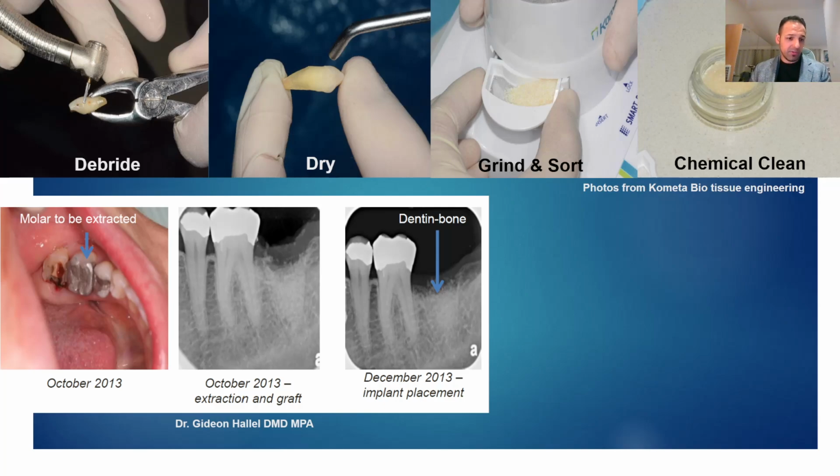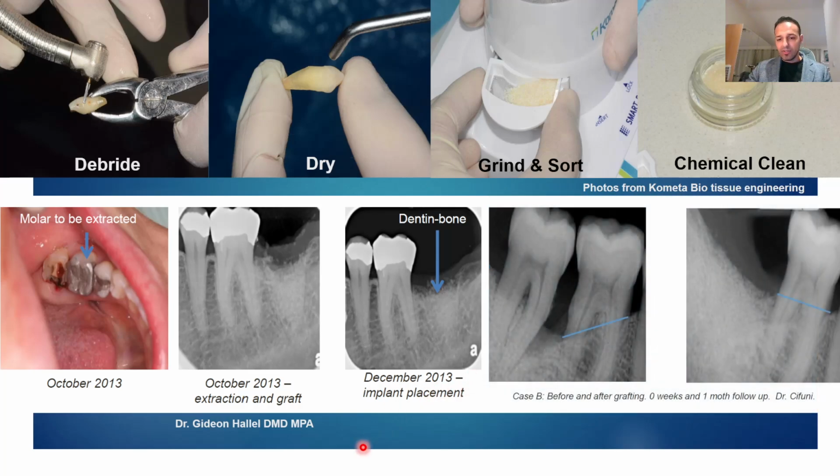So this is a situation here. We've got October 2013, the molar is extracted, then it's grafted with tooth bone graft material, and then this is December, 2 months later, the implant can be placed. Got another case here on a tooth, so guided tissue regeneration, and before and after grafting. You can see here just a 1 month follow-up there showing the bone gain.